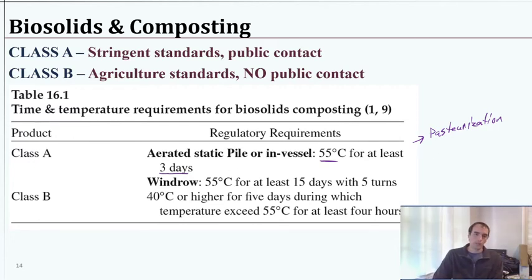Class B, on the other hand, we still have this 55 degrees Celsius metric, but this can be done in what's called a windrow system. So it's that difference in the type of system that makes a big difference. It's not going to have as much aeration or as much mixing, and we'll come back to that in a few minutes.